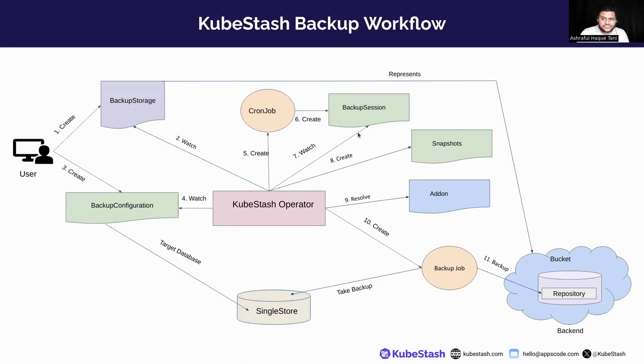Each cron job instance generates a BackupSession, and a snapshot is created for each repository specified in the session, and the operator adaptively resolves the add-on which contains the specified tasks for the backup operation. So finally, the operator creates a backup job executing the SingleStore specific logic for backup and updating the snapshot content. So in conclusion, the KubeStash operator creates a seamless backup workflow, triggering cron jobs, backup sessions, and snapshots to ensure the integrity and the availability of your SingleStore data.